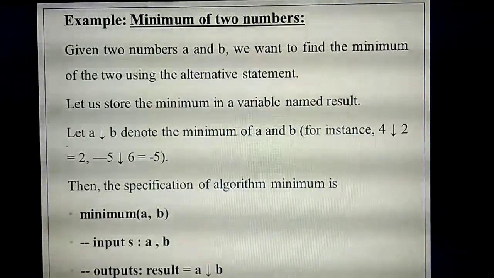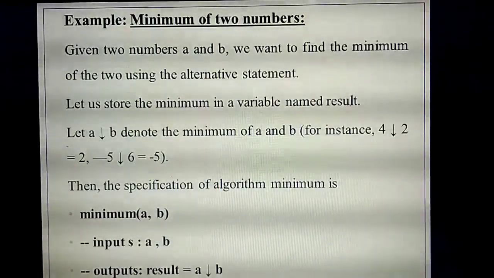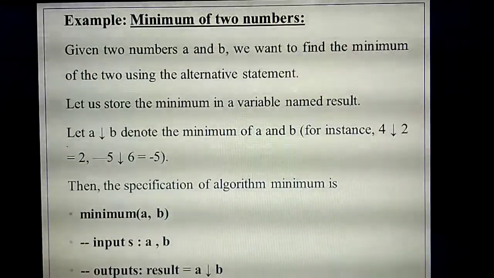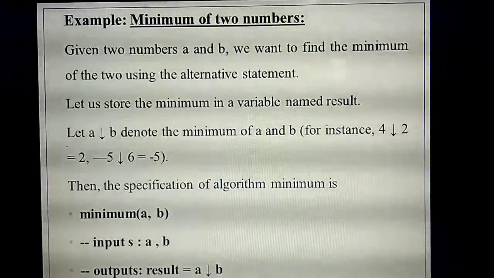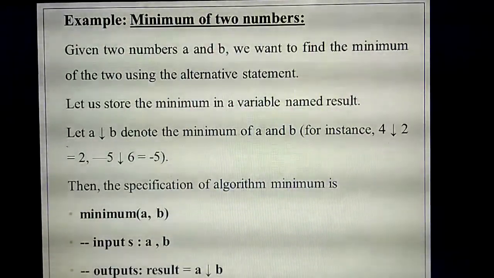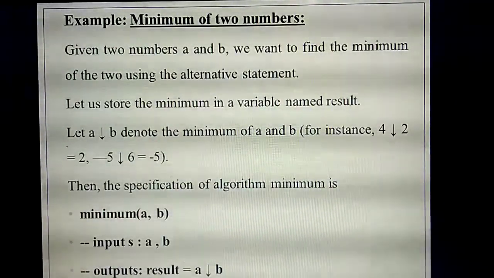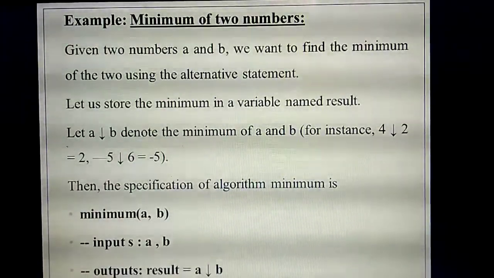What do you mean by alternative statement? Alternative means 2 ways or different solutions will be there. We have studied the alternative statement: there is one condition. If the condition is satisfied, the true block will execute. Otherwise the false block will execute. So now we are going to find the minimum of 2 numbers using the alternative statement.